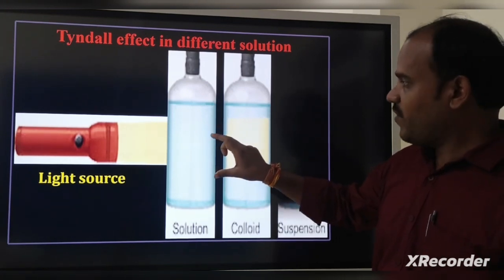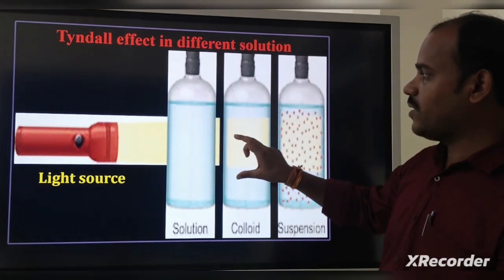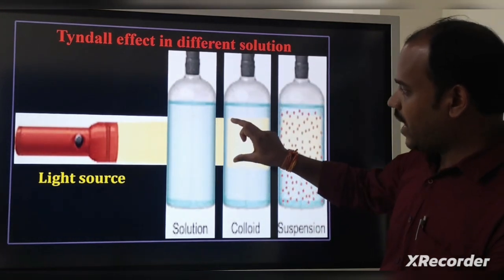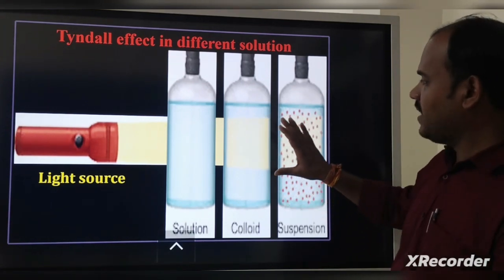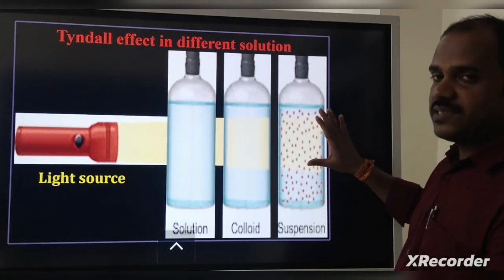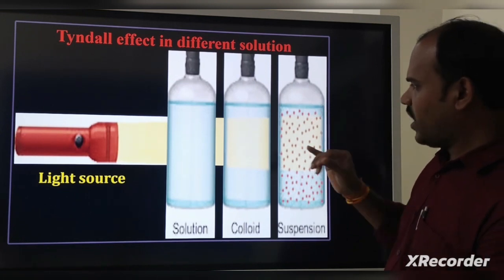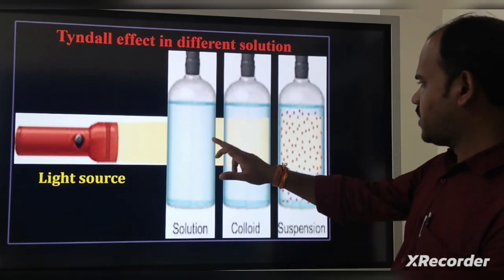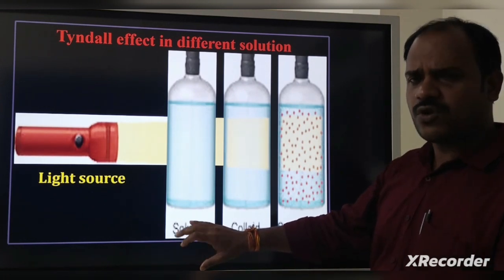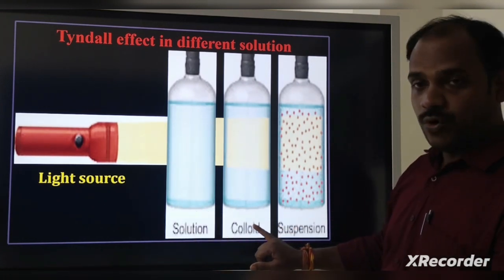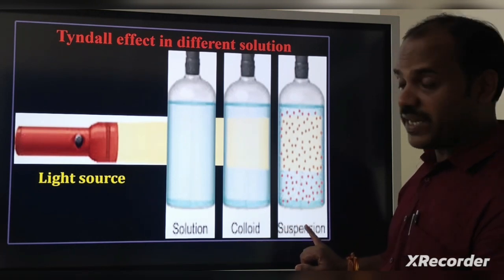Got it? This path is not visible. But if we pass this light further, then the path of the light will become visible. And in the third case, we are taking a suspension. So here, friends, we have three different solutions. The first one is a true solution, which is commonly known as a solution, then colloid, and the third one is suspension.